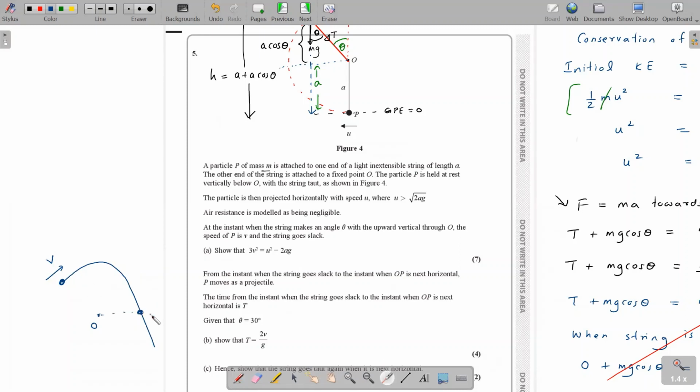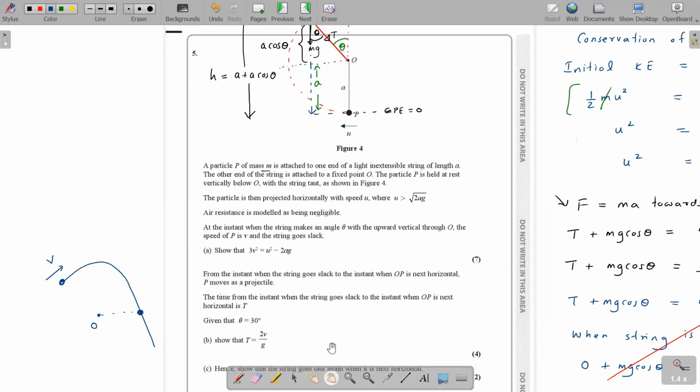Okay. So they're asking you, the time taken is T. The time from when the string goes like this and the projectile goes like this, until OP is next horizontal, because O is the center of the circle. P is when it's aligning horizontally with the center. So they are saying this time taken is capital T. Given that theta is 30, the place where the string goes like this, theta is 30. So that capital T is 2V over G.